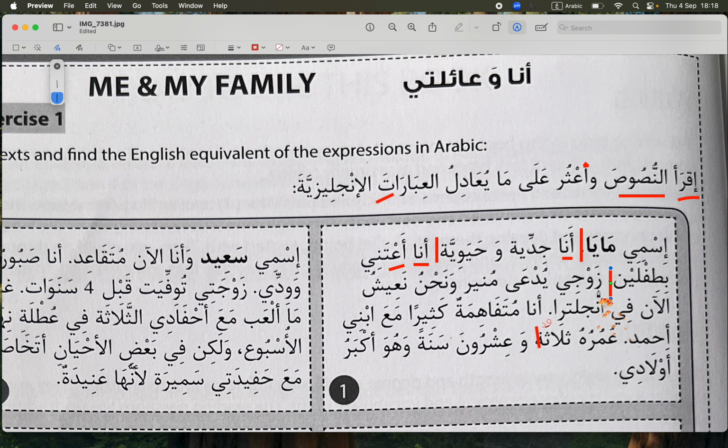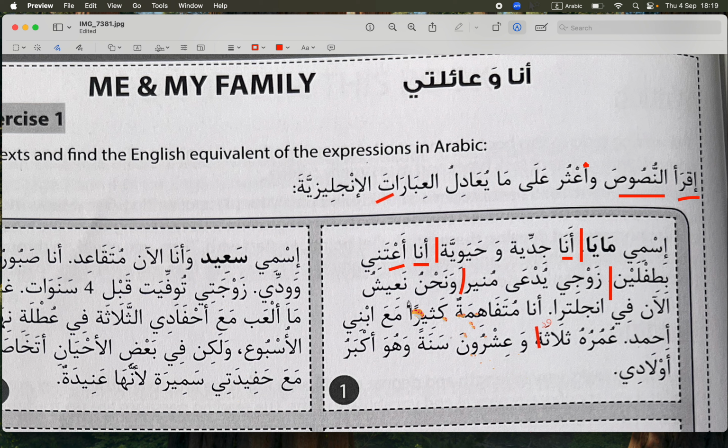Right, now the next sentence. Zawji yud'a Munir. My husband is called Munir. That's his name. So my husband's name is Munir. Zawji, now you see the ya again. That ya denotes or means my. So zawji, my husband, yud'a, is called Munir. Munir is a name, ism alam.